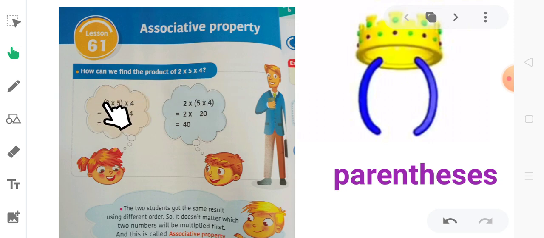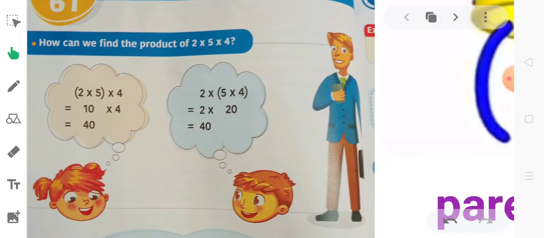I will take 2 by 5 between parentheses or brackets. Then I have 4, which we leave outside the parentheses. So I will always get the king first. King parentheses. My king I will get first. 2 times 5 equals 10. Okay, times 4. Let's get it. 10 times 4 has 0 on the right and 1 by 4 equals 4.